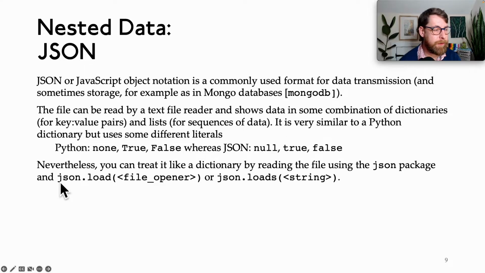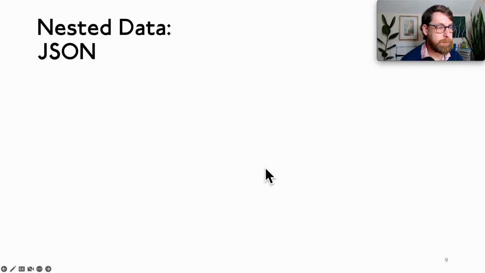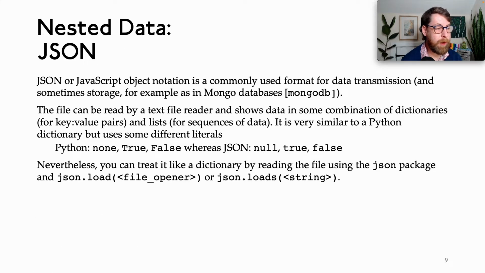And how do you do it? You use the json package. And you can go json.load or json.loads. Now, I don't draw attention to the distinction in the book, but in loads, this S refers to a string. So if you do loads, then it expects string data. So the JSON that we saw over here, you would put that in quotes, and that's a string, and it will parse that. Whereas load expects a file opener.